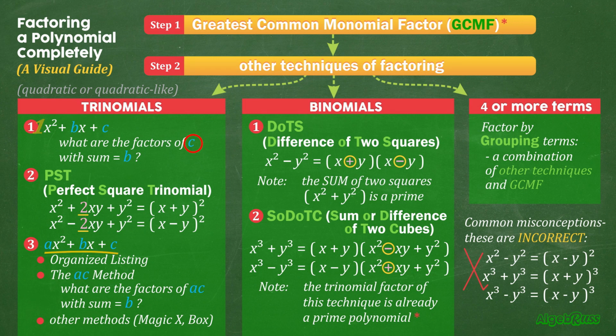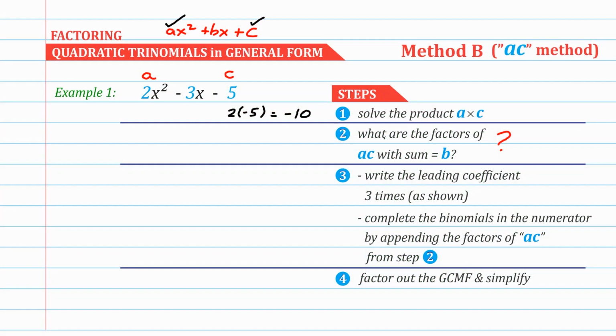Now, that is the case if the leading coefficient is 1. But in now our case, where the leading coefficient is not equal to 1, the question now will be, what are the factors of AC with sum equal to B? Kaya pala ito yung pinili natin because it looks somehow similar to our previous lesson. Okay, so subukan na natin. Magta-trial and error tayo. So, ano nga ba ang factors ng AC which is -10 with sum equal to B?